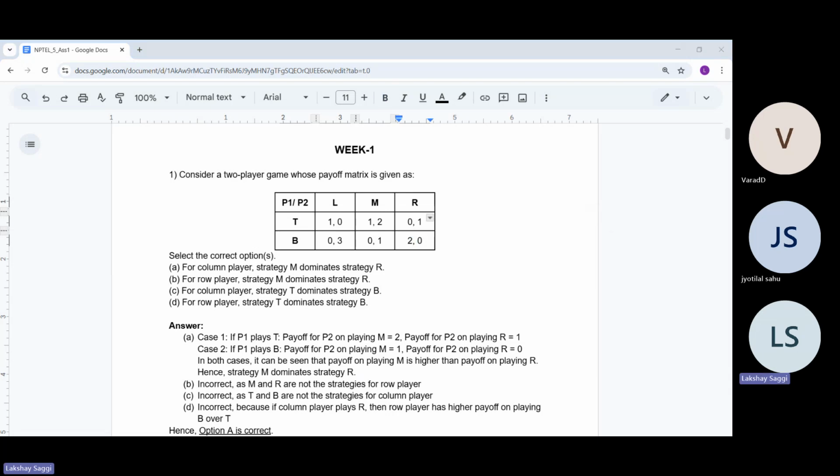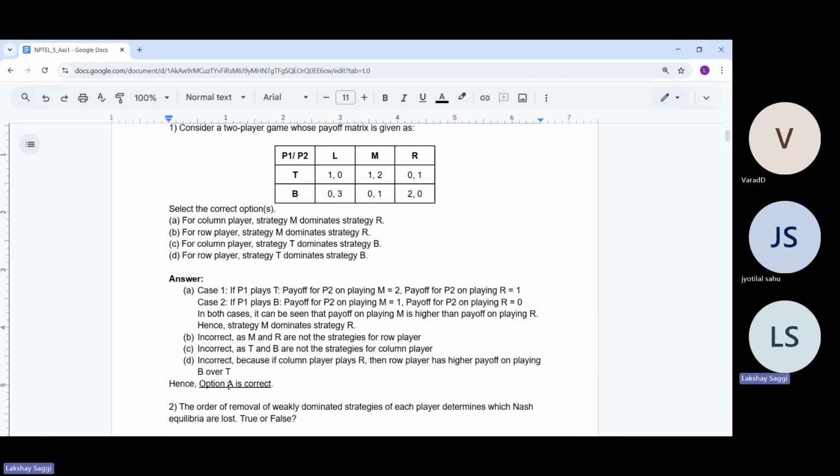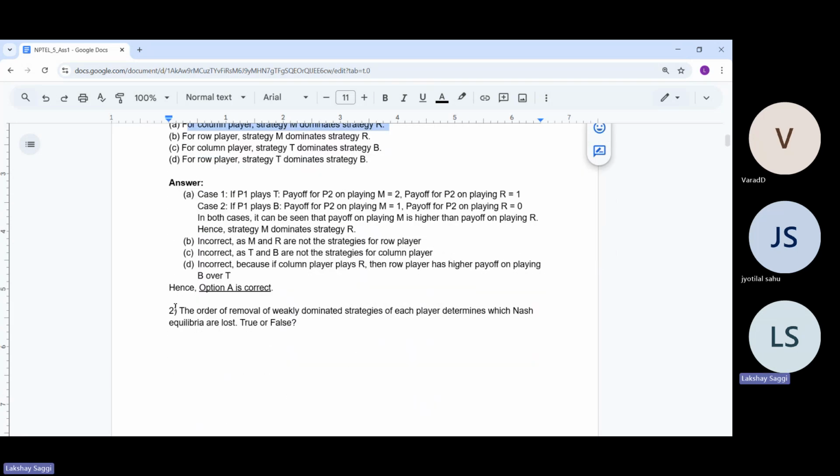So, does this make sense? You said that T is a dominating strategy, but does this make sense? Why is T not a dominating strategy over B? Okay, you got it. Nice. So if you have any doubts at any point, just feel free to ask me. So for this question, only option A was correct. The other options, for column player strategy and dominant strategy, were incorrect. Okay, then let's move on to the second question in that case.